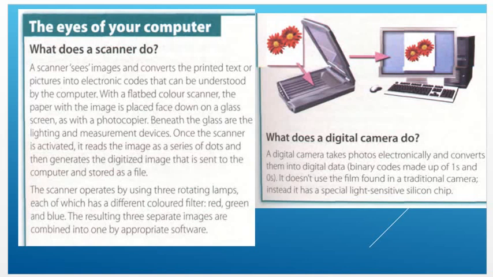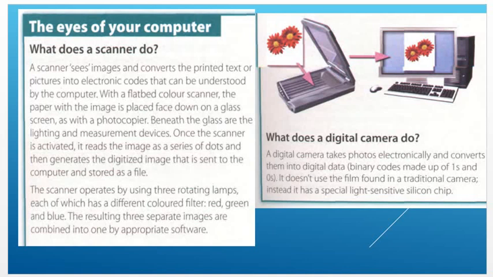Here we have a reading section. Please listen very carefully and read it after me. If you have any difficulties with words, please note the words and go to the dictionary and find the meaning of the words. What does a scanner do? A scanner sees an image and converts the printed text or picture into electronic codes that can be understood by the computer.